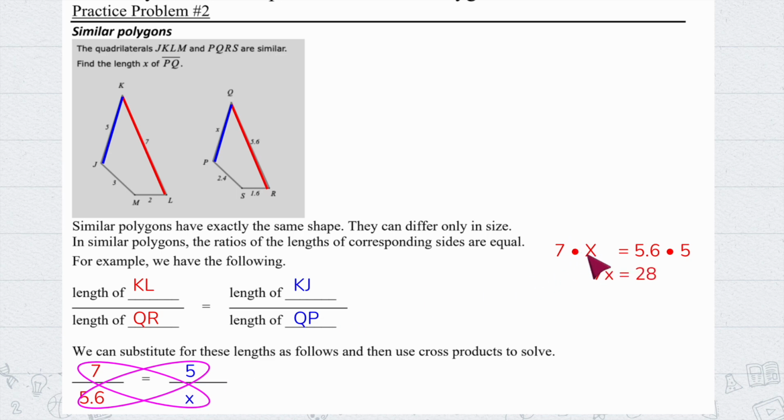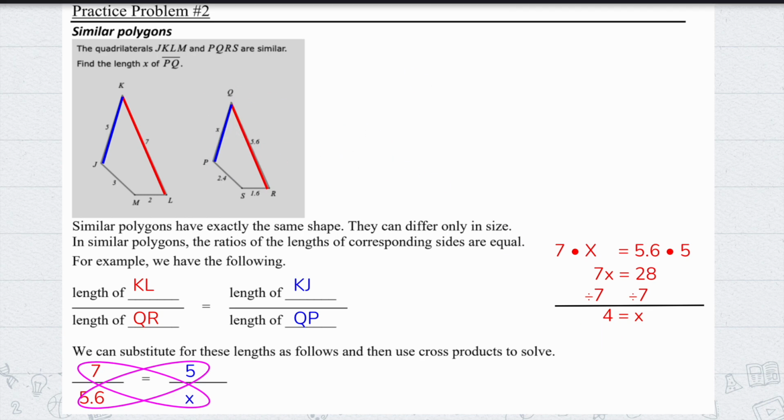Now I have 7 times x, which is just 7x. 5.6 times 5 is 28. Now I'm going to divide both sides by 7 so that I can get x by itself, because 7 divided by 7 is 1, and 28 divided by 7 is 4. So that was using proportions and cross multiplication to get a missing side length for a similar polygon. I hope that helped, and I'll see you in the next video.